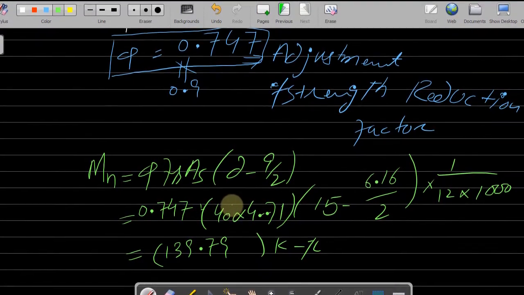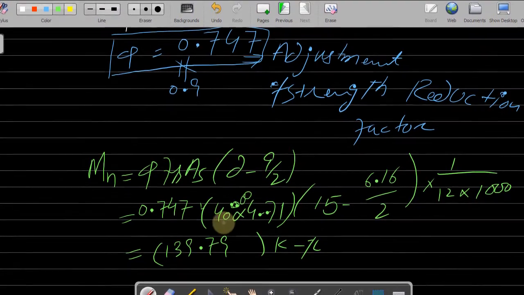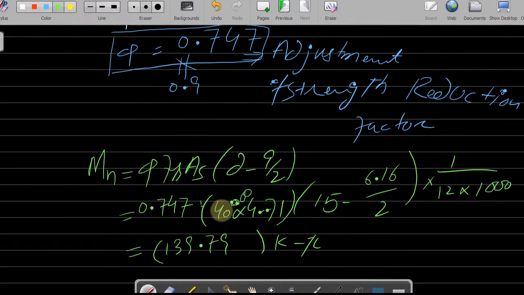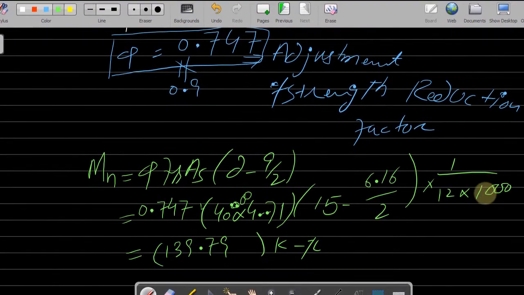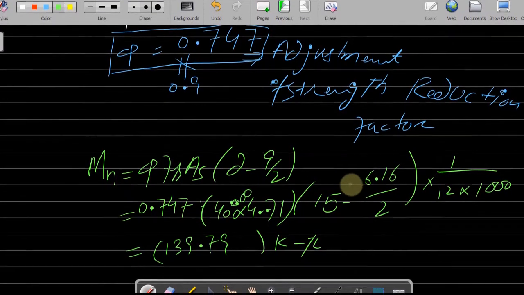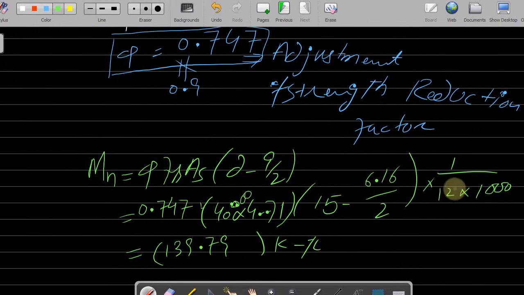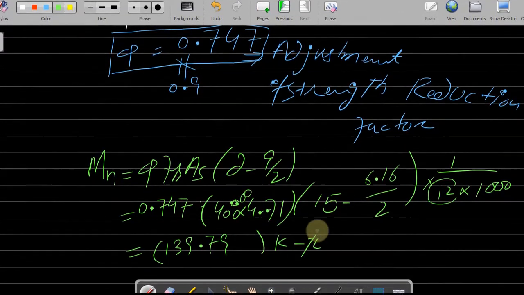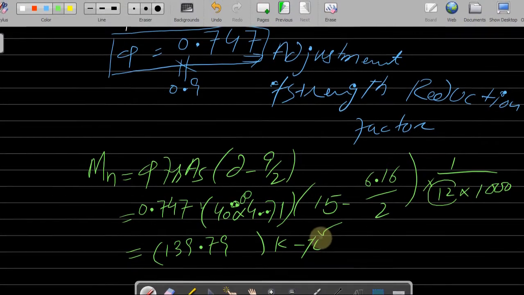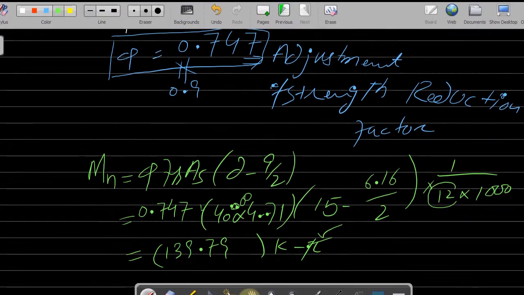Now here you have to plug in 40,000, because if we are taking 1000, if you are using 40, then you don't need to use 1000. This is how we call consistency of units. And since we are using inches, divide it by 12 to convert inches into feet. So this is the way we can solve this example.